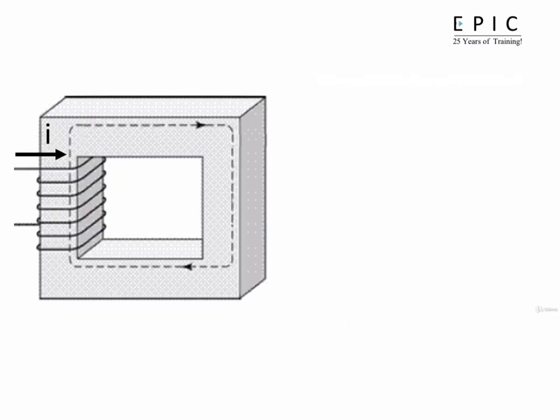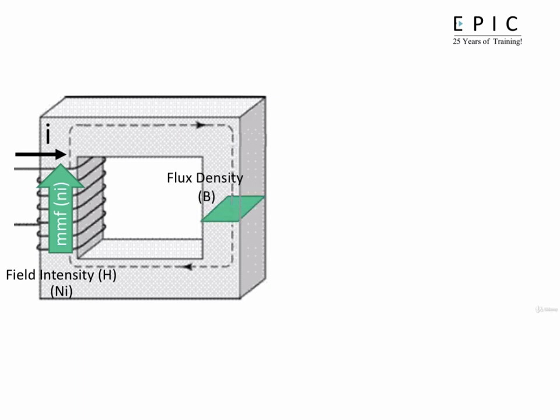Now, if that coil of wire is wrapped around a ring of magnetic material, the current flowing in that coil also produces an MMF, or field intensity, that is greatly enhanced due to the properties of the material, and will also increase with the current. Again, just as in the coil of wire in air, that current produces a magnetic field which, measured over an area, is known as flux density.